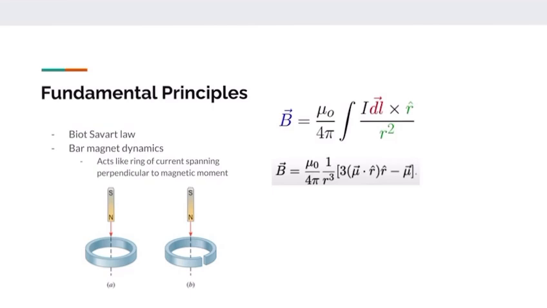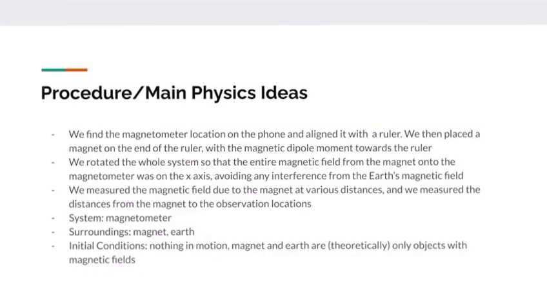Teslas. To do this lab, we need to know the Biot-Savart law and how to apply it to bar magnets. We just need to know how a bar magnet is equivalent to a ring of current spanning outwards, perpendicular to the axis, to the moment of the magnet itself. To do this lab, we found the magnetometer's location on the phone, aligned it with the ruler, and then placed the magnet on the end of the ruler so that the moment is parallel to the ruler itself and not perpendicular to the ruler.